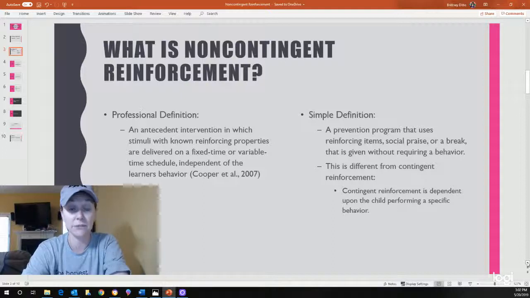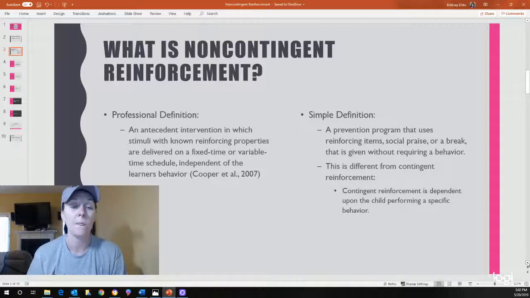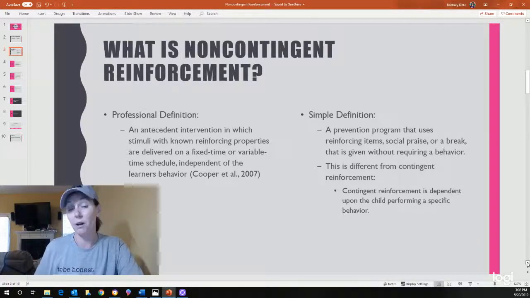Again, this is different from contingent reinforcement because with contingent, you require the child to complete the behavior prior to reinforcing it. So if we're doing something like homework, you can get a break after you finish all your homework. So it is contingent upon completing all that homework.